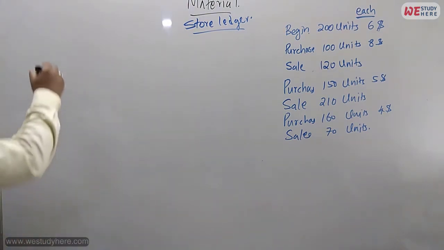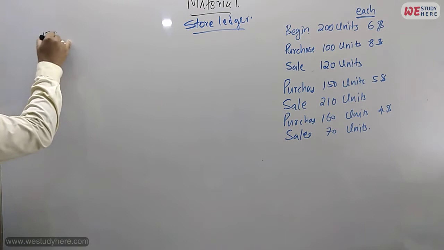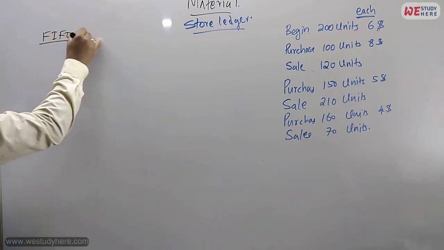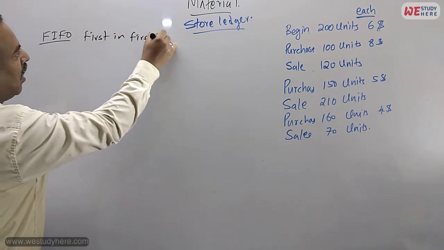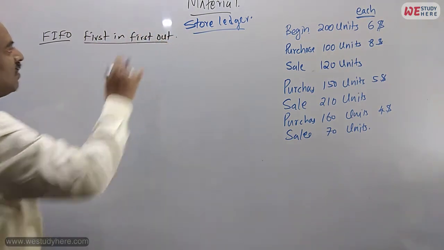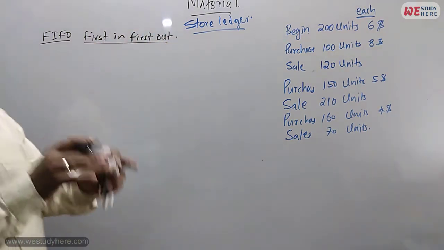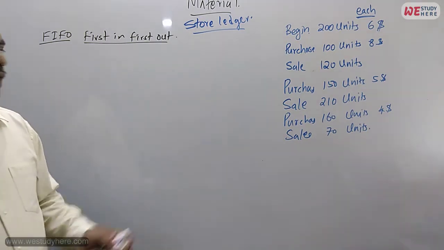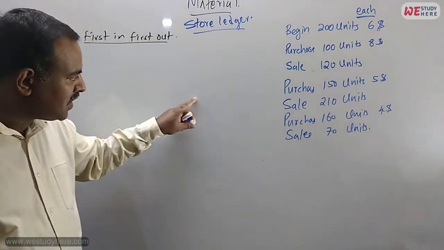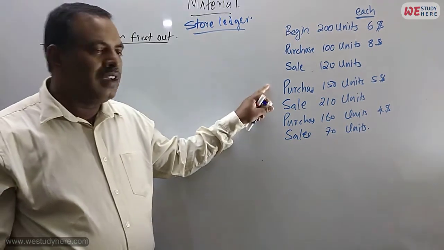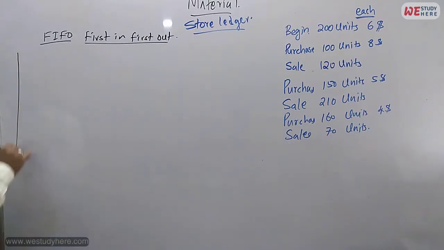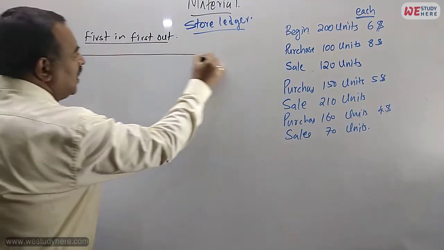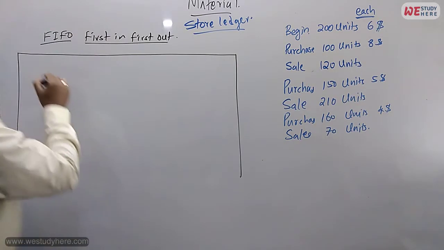Okay, first we will take the FIFO, first in, first out method. What is first in, first out? Which one comes first goes first. Which one is coming to the store first will go to the manufacturing department first. Okay, that is first in, first out. Now with first in, first out, how are we going to find out the calculation?